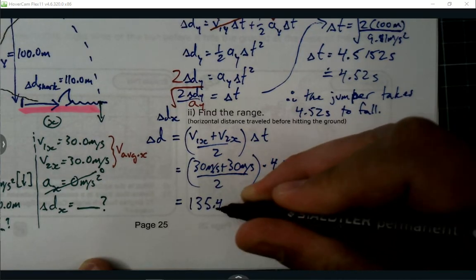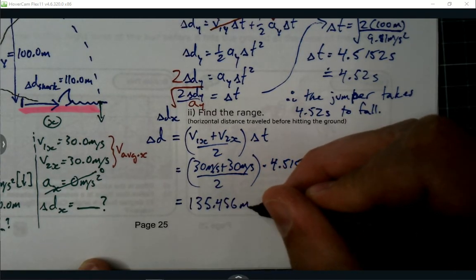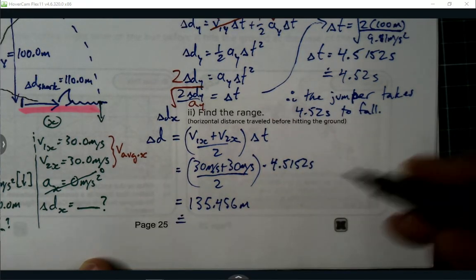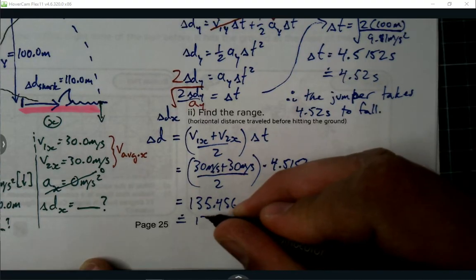0.456, you say? Okay. And I could round it off. I think we had 3 sig figs, so let's round it off to 3 sig figs. 135 meters.